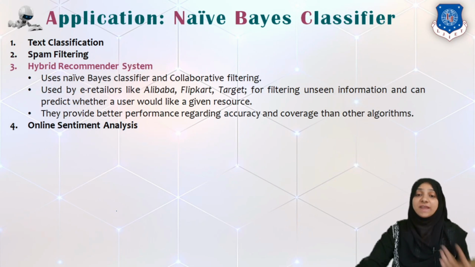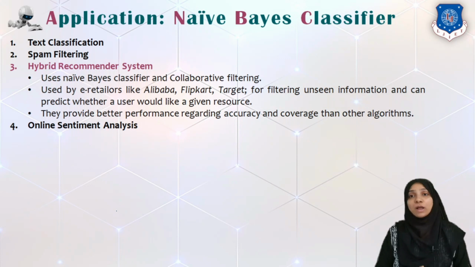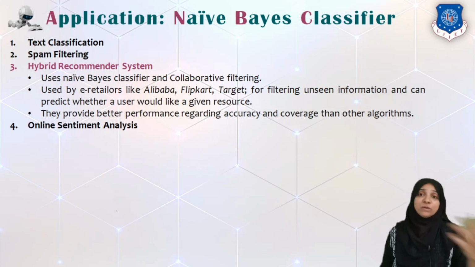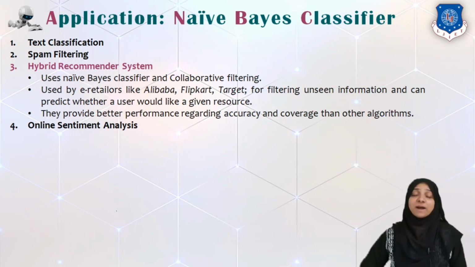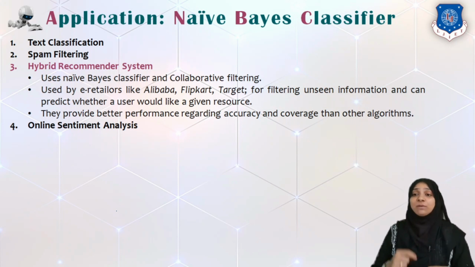All these use the naive Bayes technique. The third category of applications is hybrid recommender systems. These recommender systems work along with naive Bayes in popular sites like Alibaba, Flipkart and Target. They do not only use a recommender system, but they use naive Bayes along with it, so that the suggestions made by their system have better performance and more accuracy than a standalone recommender system.